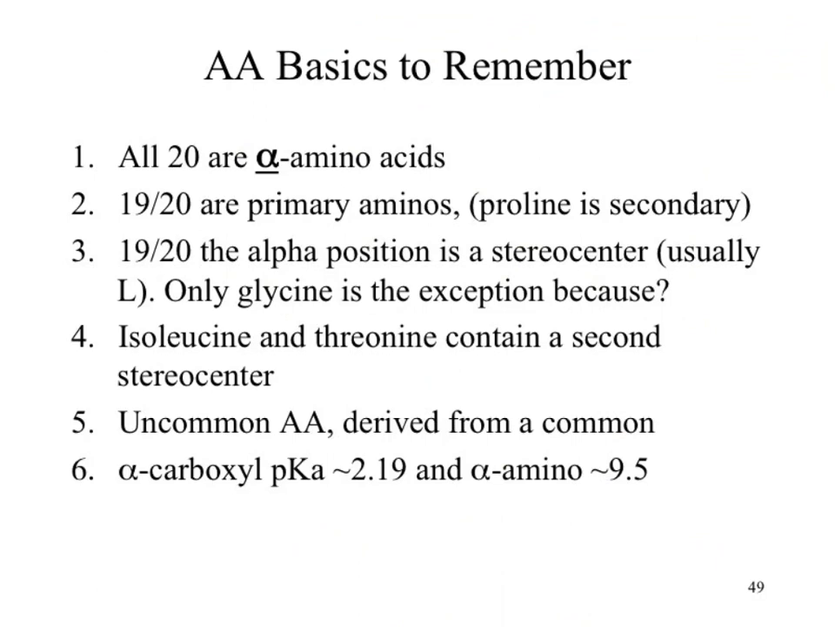Okay, so some basics to remember before we move into chapter 4. We've got 20 alpha amino acids. 19 of 20 are primary amino acids, which is in reference to how the structure is built. Your R group comes off of only the center carbon. Only 19 of 20 because one of them, proline, is secondary. If you look at the structure of proline, the R group comes off of that middle carbon and then does what? Rings back to the amine group.